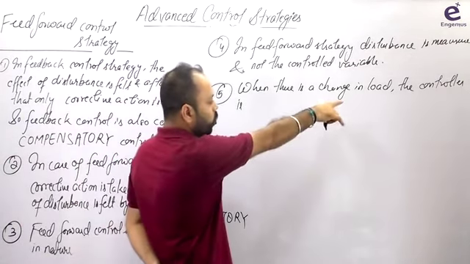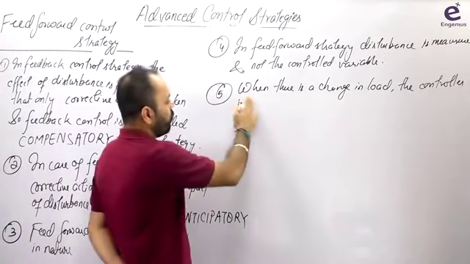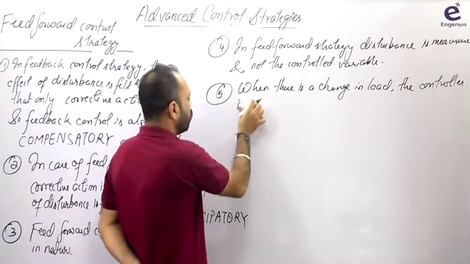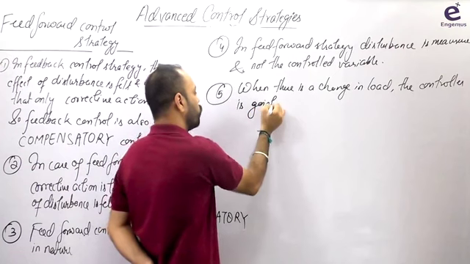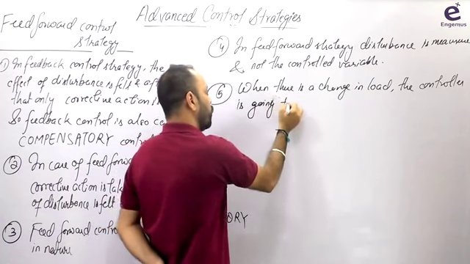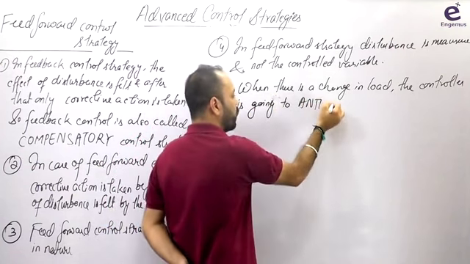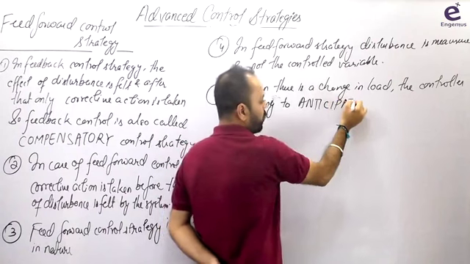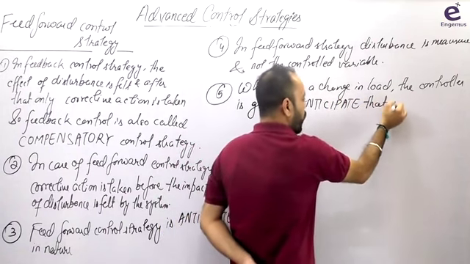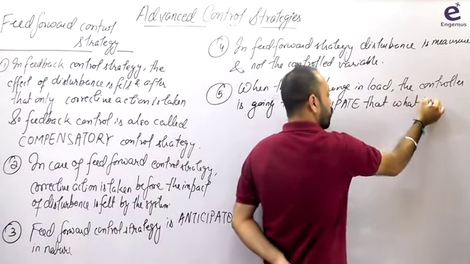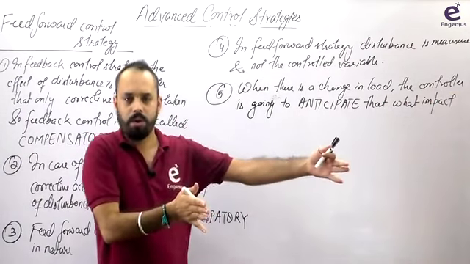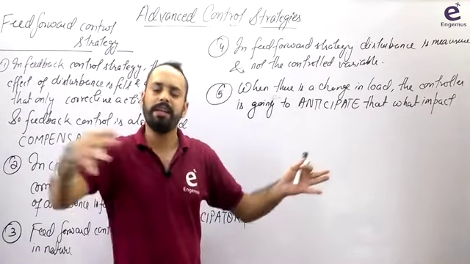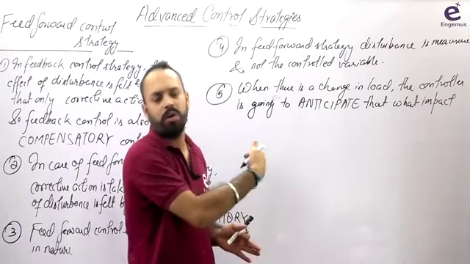When there is a change in load, or it may be the set point also, the controller is going to anticipate what impact it will be having. भाई ये डिस्टर्बेंस में जो चेंज हुआ वो प्रोसेस को कितना असर करेगा, और उतना ही ऑपोजिट डायरेक्शन में उतना ही एक और एक्शन कंट्रोलर ले लेगा.